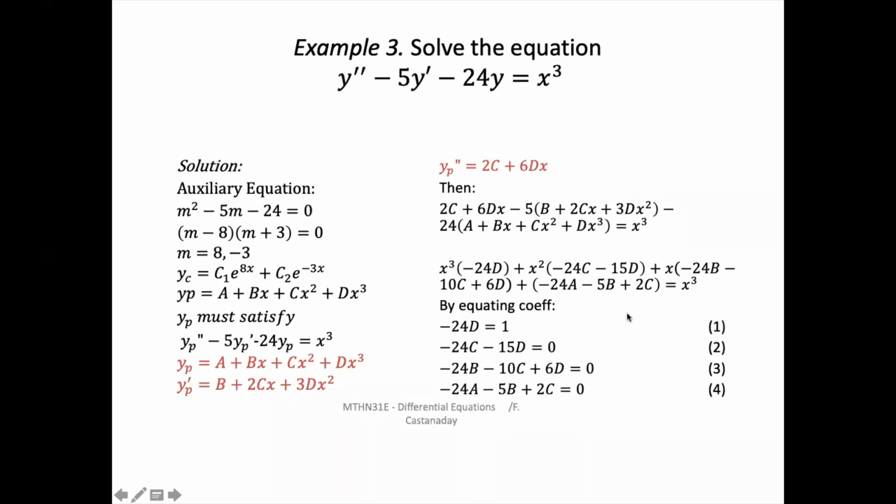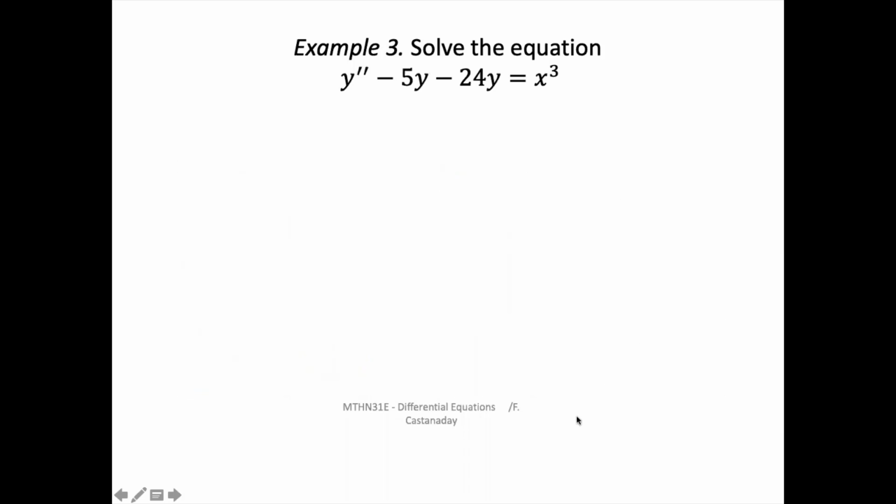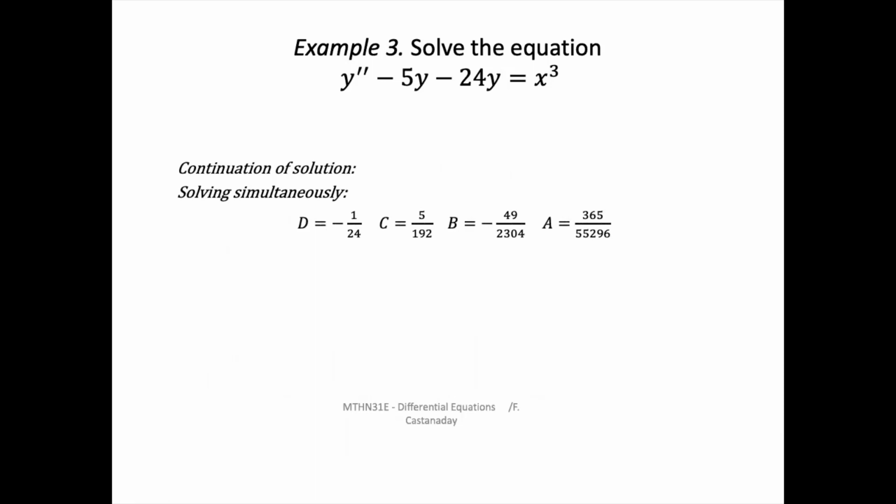And finally, we equate the constant. So you have minus 24a minus 5b plus 2c equal to, there's no constant here, so you just write 0. Now we have 4 equations and 4 unknowns. So we determine these by using your calculator, or you can do matrix. Yeah, you can determine these constants.